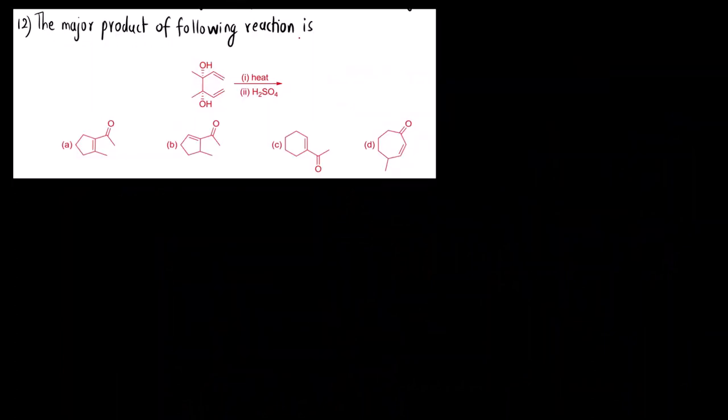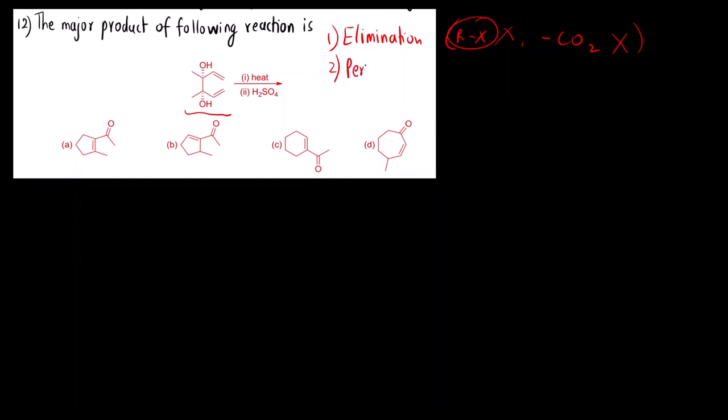Next one, the major product of the following reaction is. So here you can see this reactant is given and only reactant given, first reactant is heat. Okay, the first thing you have to think of is an elimination reaction. Is there any elimination reaction possible here? No, because there is no alkyl halide. Alkyl halide is not present, then CO2 decarboxylation is also not possible. Second, we go on for pericyclic reaction.